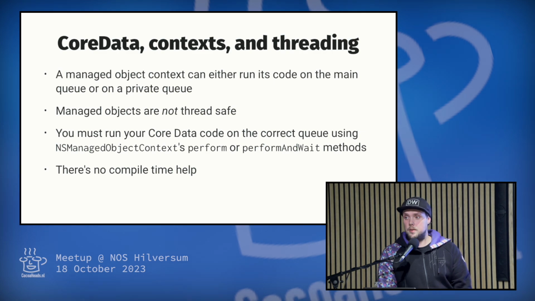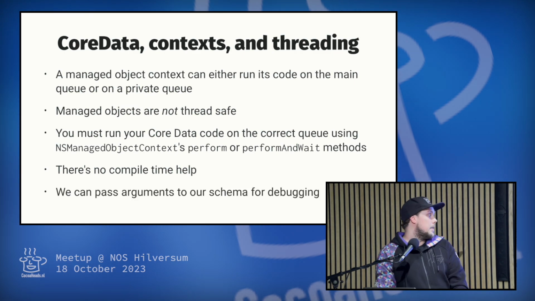This is the worst. There's no compile time help. If you mess this up completely, the compiler will not tell you, hey, maybe you shouldn't be doing this on that queue, even when you're doing dispatch queue main and then interacting with your background managed objects.